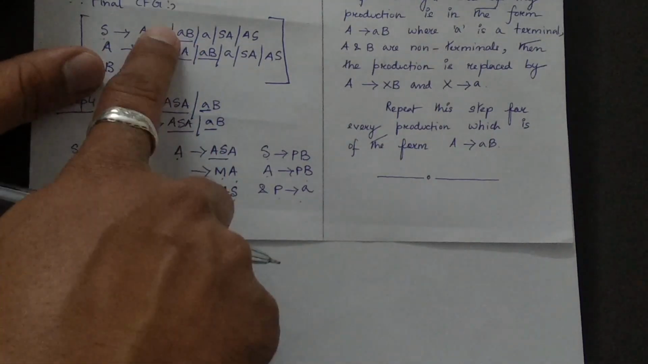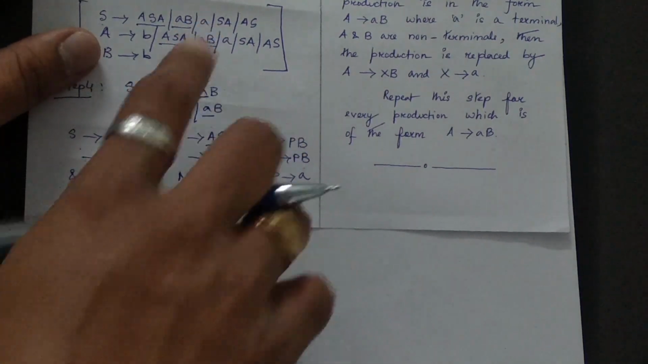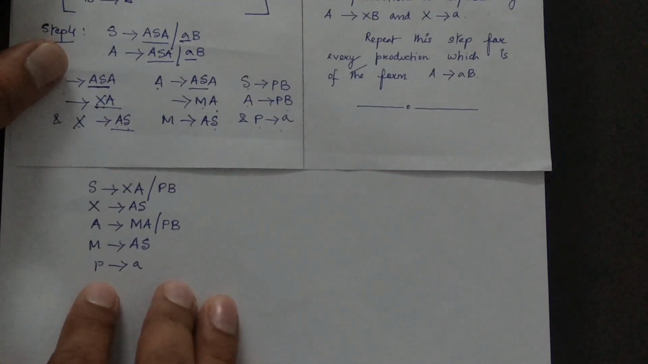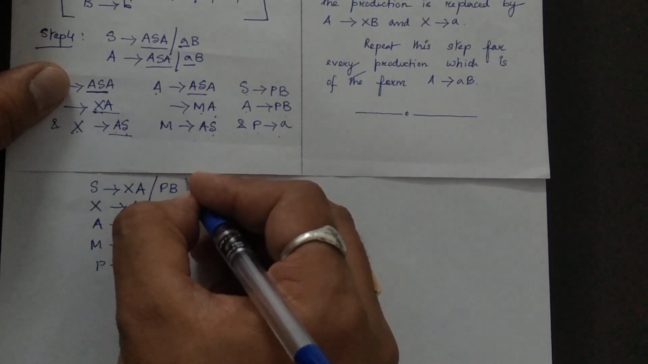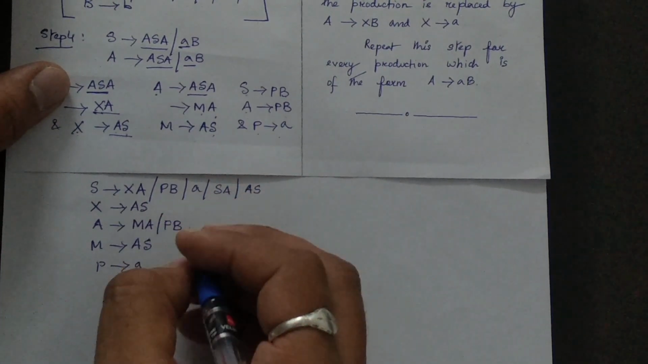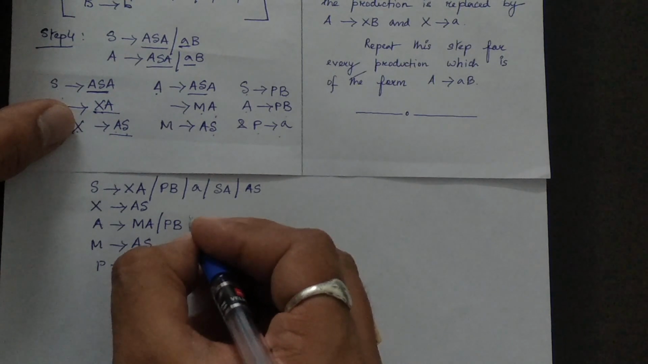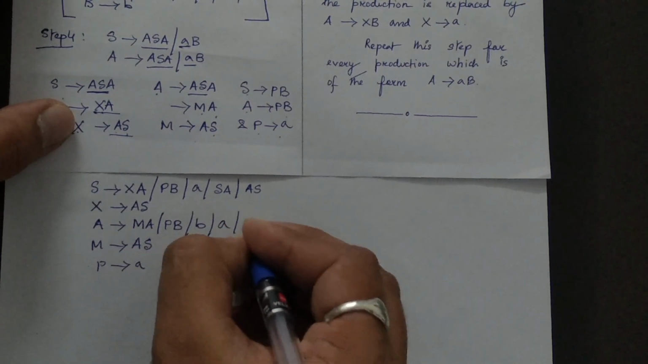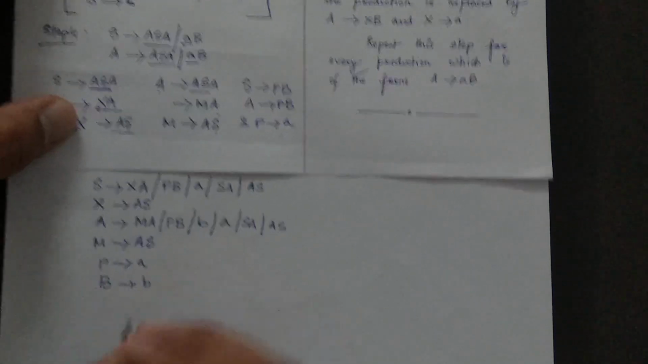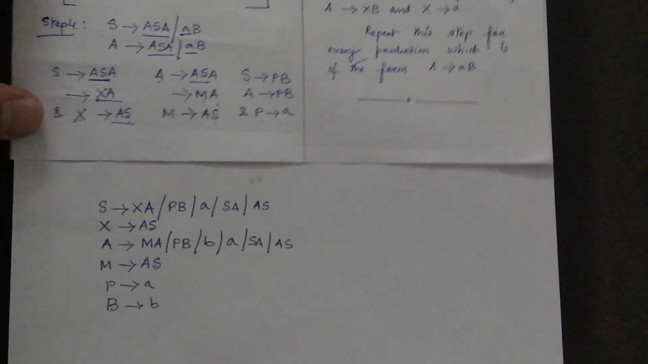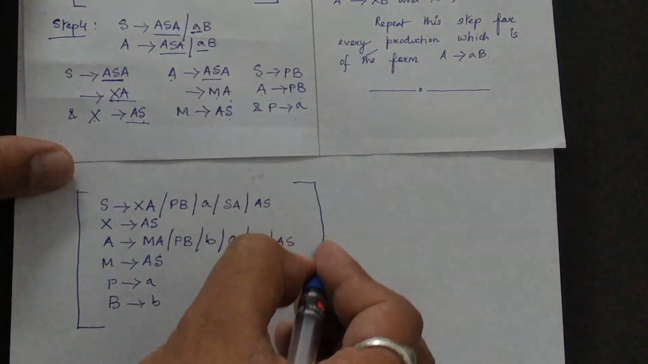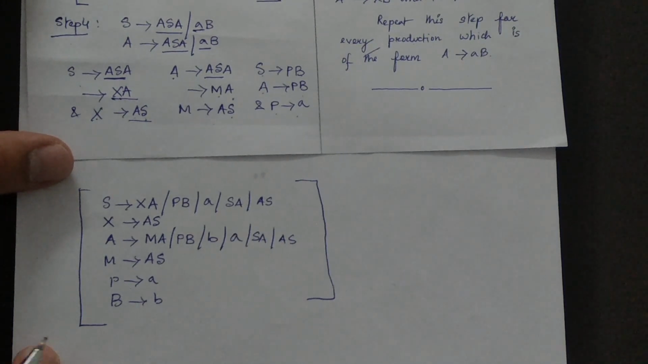Now I have to include the other productions as well, right? So what are the other productions that I have got? I have got S tends to small letter a, SA and AS, and then A tends to B, then a, SA and AS, and B tends to small letter b. So this is the final grammar that I have got, and now you have to finally check whether this is in CNF or not.